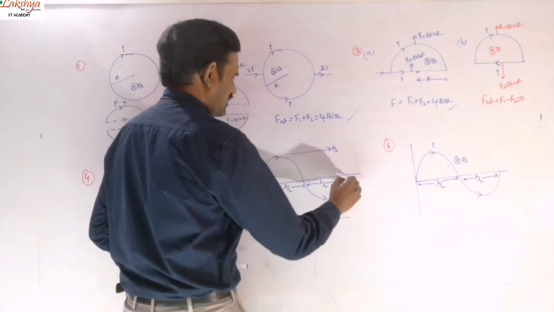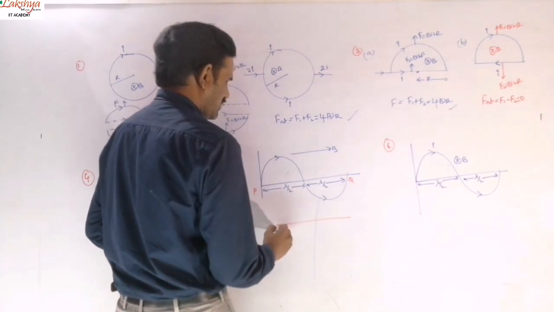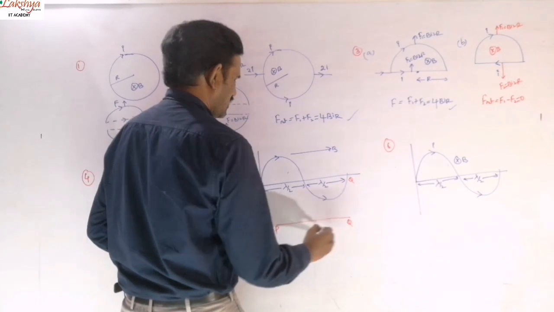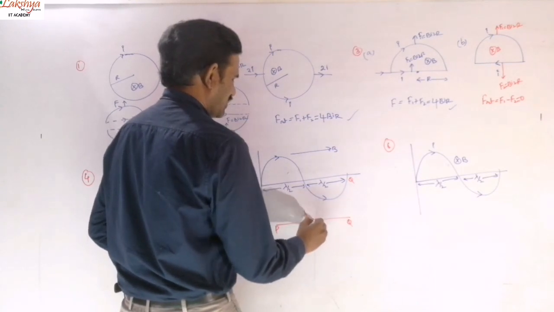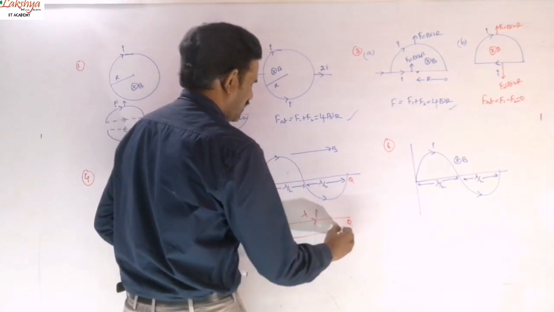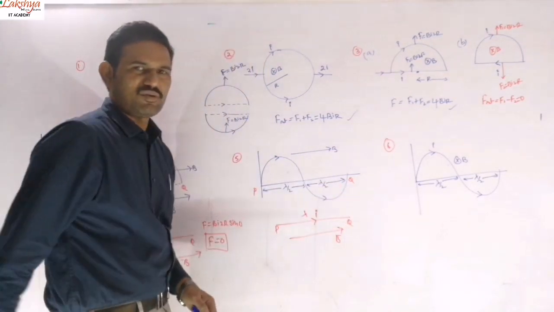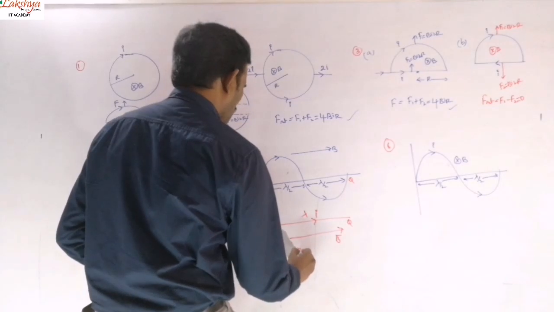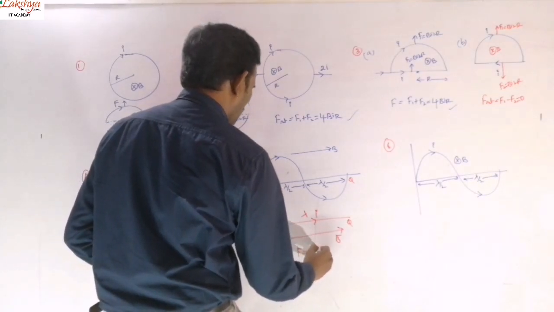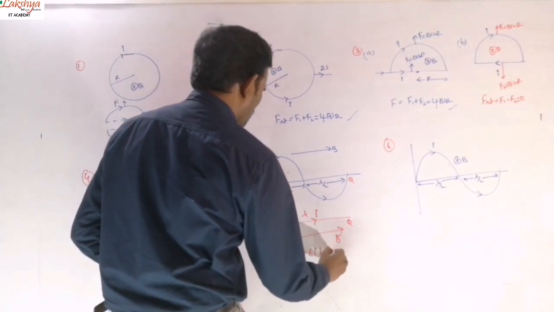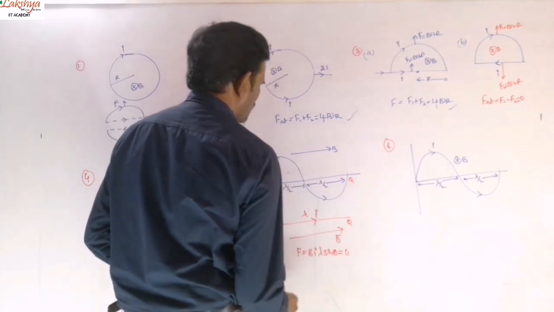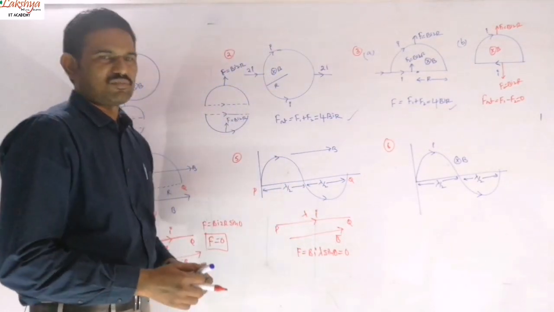And the same reason here: you can replace this total wire by a conductor of length lambda. Suppose this is P and this is Q. So this is PQ, of length lambda, carrying the current I, and B bar is also in the same direction. That means PQ bar and B bar are in the same direction, so the net force is B into I into lambda into sine 0, which is 0. So the force acting in this case will also be 0.